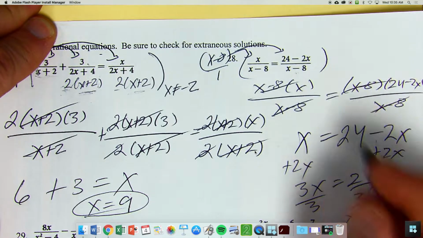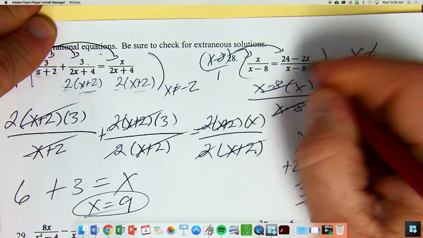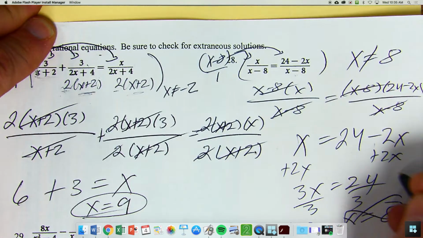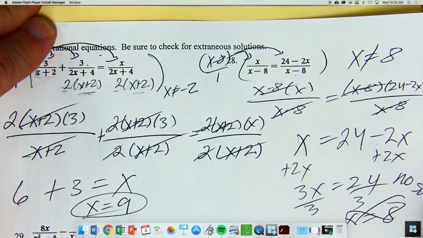Make sure it's not one of your excluded values. X cannot be 8. Oh, baby. This guy has no soul.